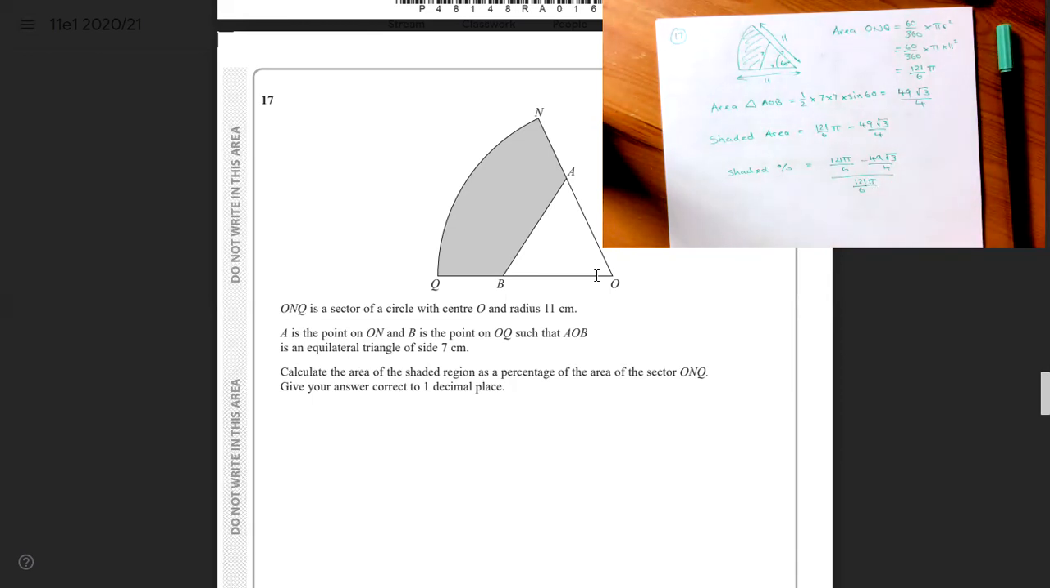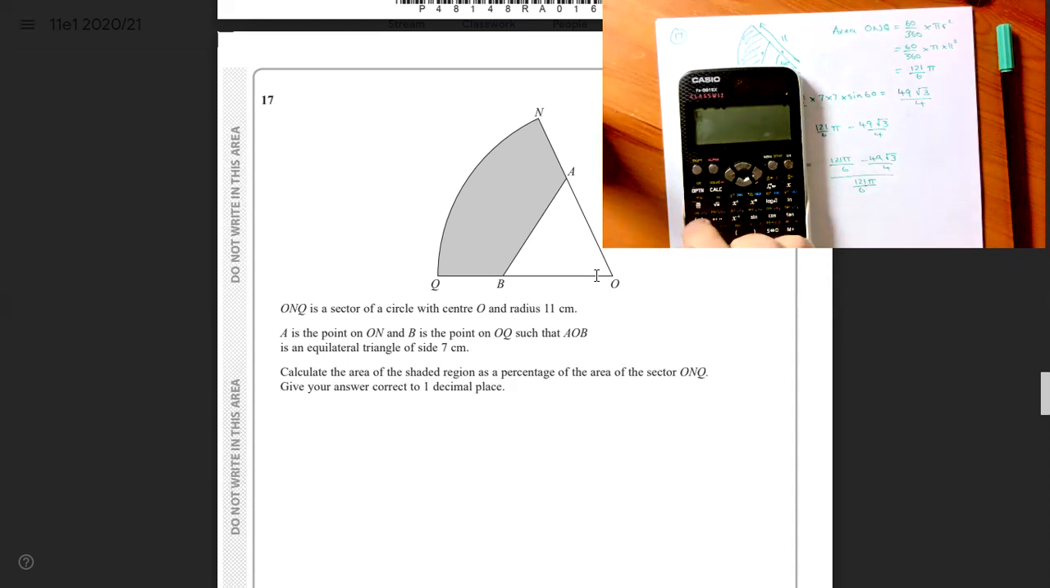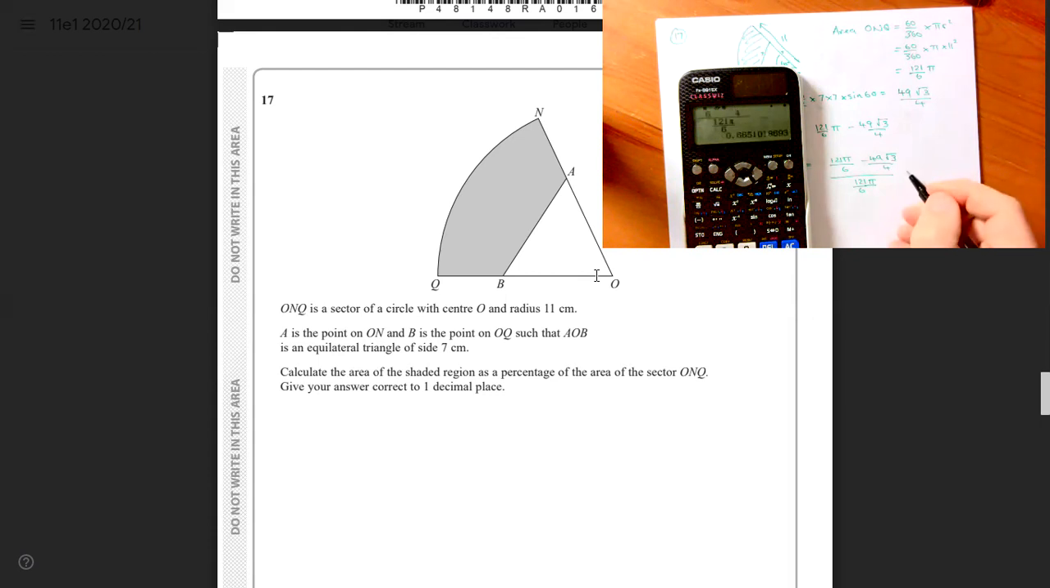Okay, so I'm just going to put all of that into the calculator. 121 shift pi over 6 minus 49 root 3 over 4, over 121 pi over 6 equals 0.6651, which is 66.5%.